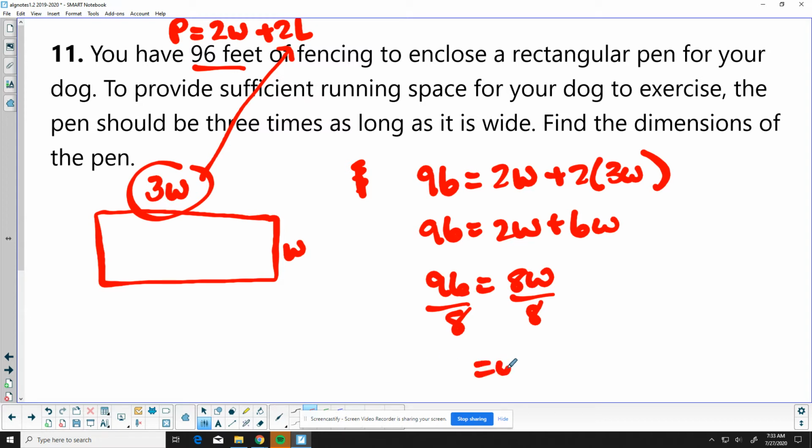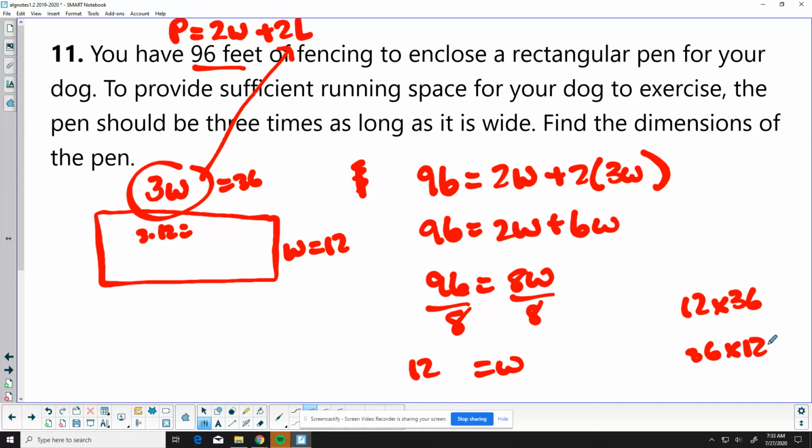So let's make sure we answered the question. Find the dimensions. Well, we did find this one, but now we need this one. So 3 times 12, this side is 36. So my answer would be 12 by 36 or 36 by 12. Same thing.